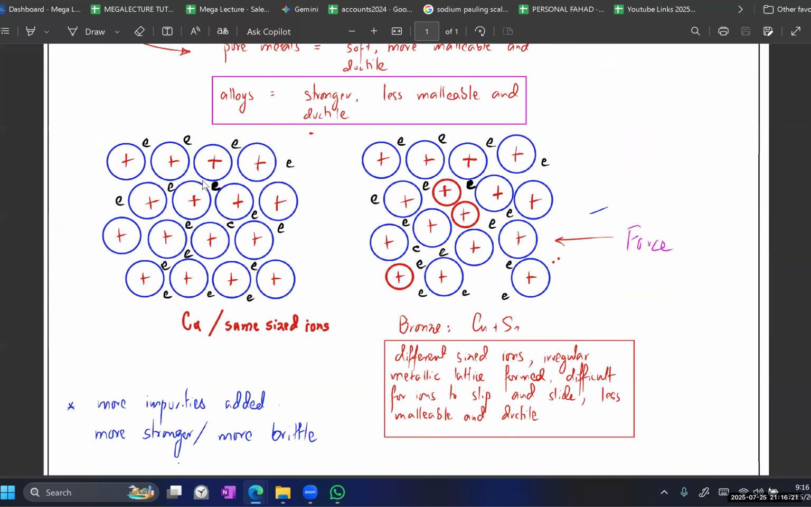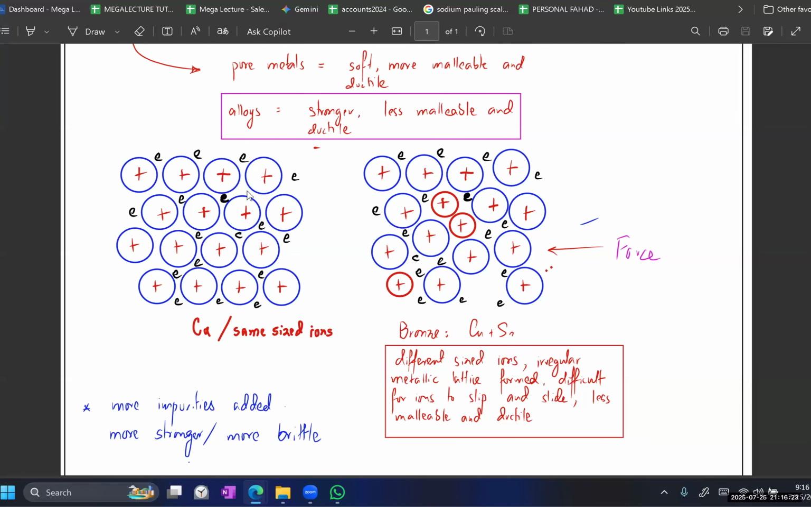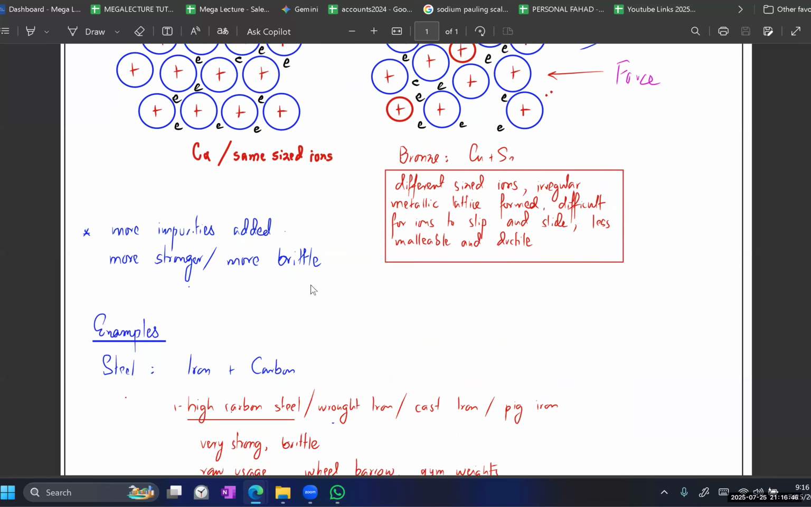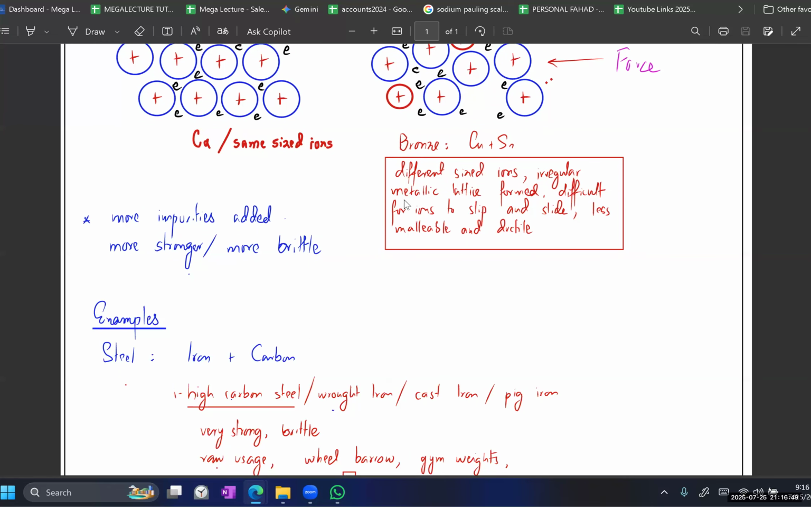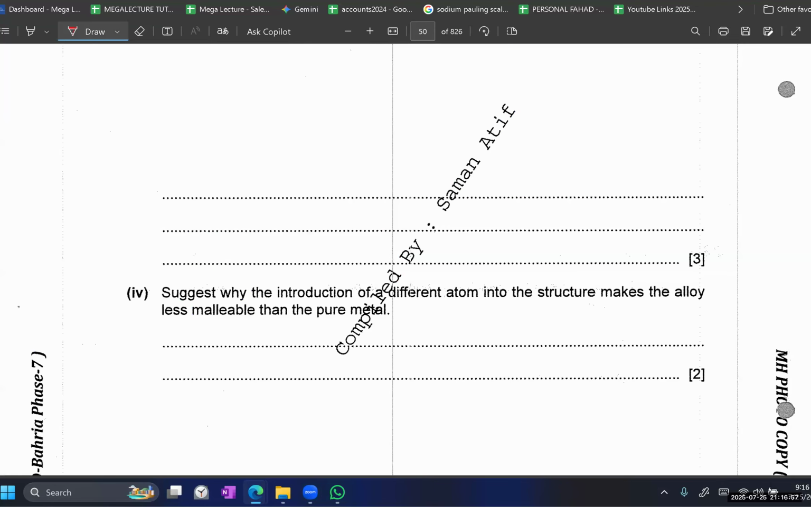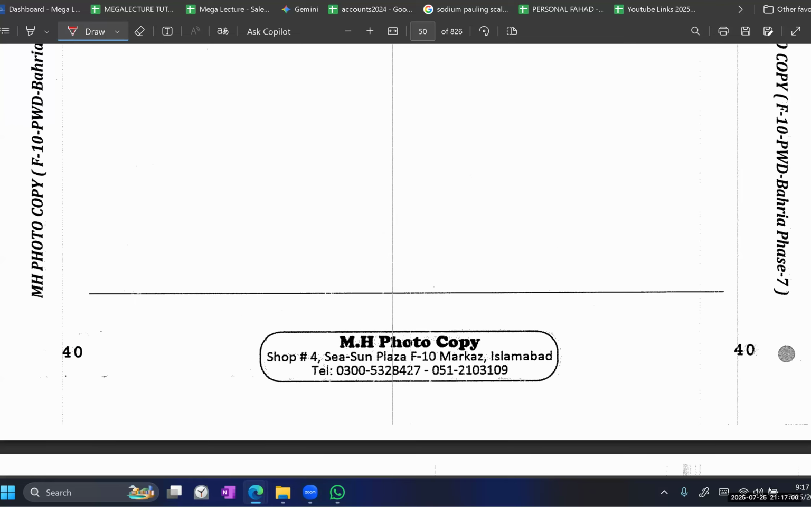And why are they softer? Because they are very regularly arranged and the sheets can slip and slide very easily. Is that clear? Is this clear, Zarar? Yes, sir. Okay, but keep this in mind that the answers have to be written very, very properly. Okay, next one.